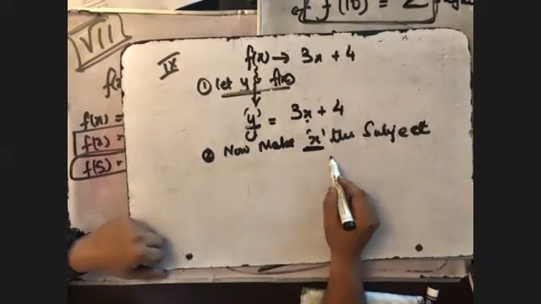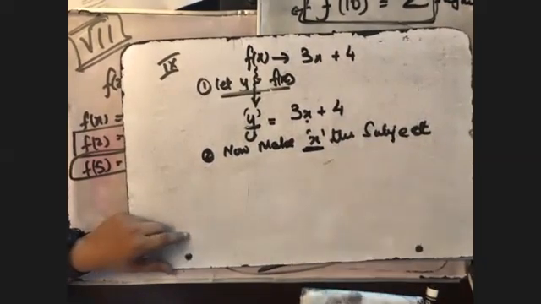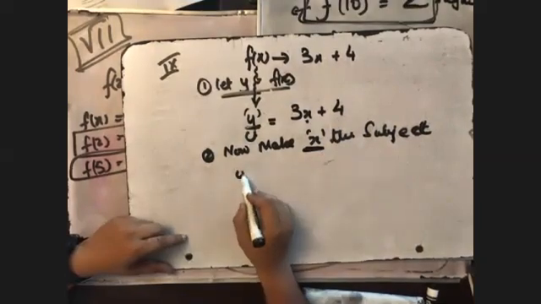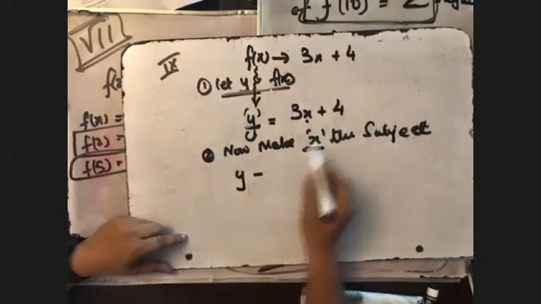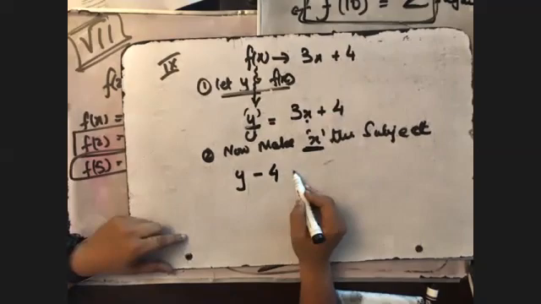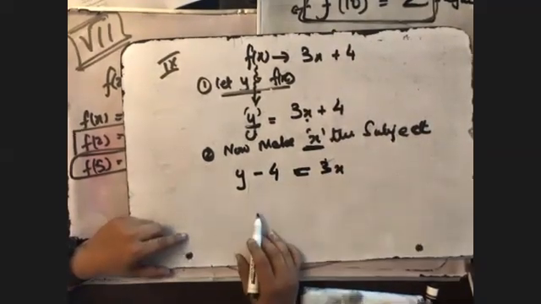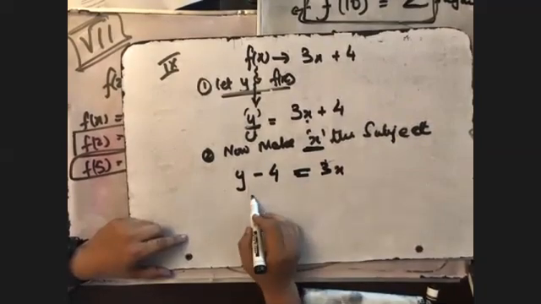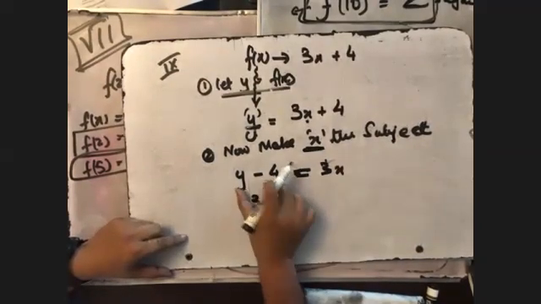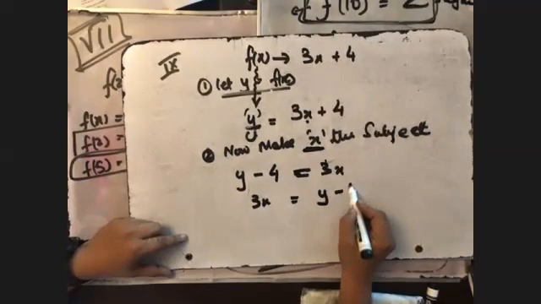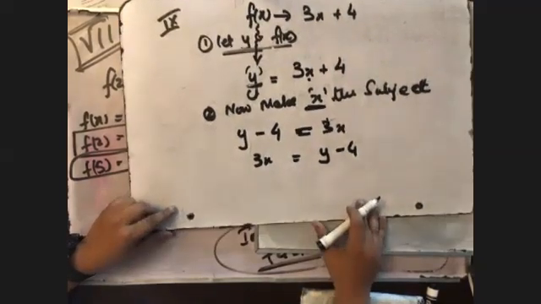Just hang in there, guys. You're going to send 4 to this guy. Mine is a plus 4. It goes to the other side and becomes minus 4. And we have 3x. I'm going to write this entire thing here: 3x equals y minus 4. Anyone? Any problem?